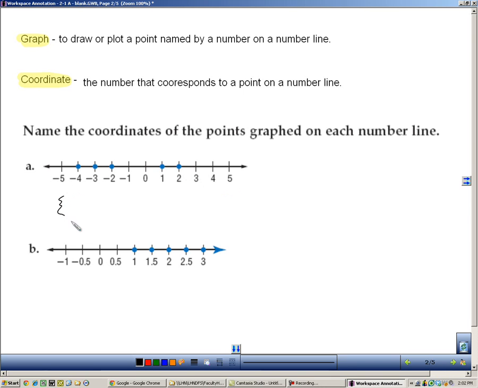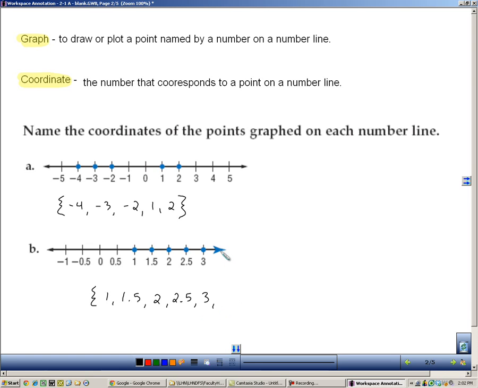The way you do that is you make a squiggly bracket to show this is a set, and you list all the numbers that have blue dots on them. In this case, -4, -3, -2, 1, and 2. That's naming the coordinates. Let's do the next one, letter B. 1, 1.5, 2, 2.5, and 3.